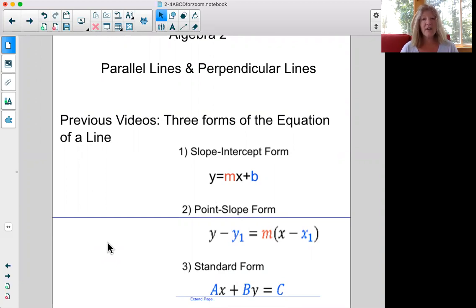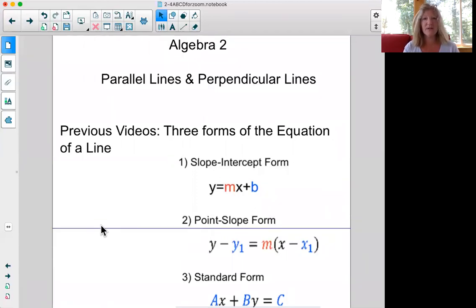If not, I recommend you go back and find those videos. I've made videos for each form and a video about the slope. Go back and watch those first and then come back to this video about parallel and perpendicular lines.